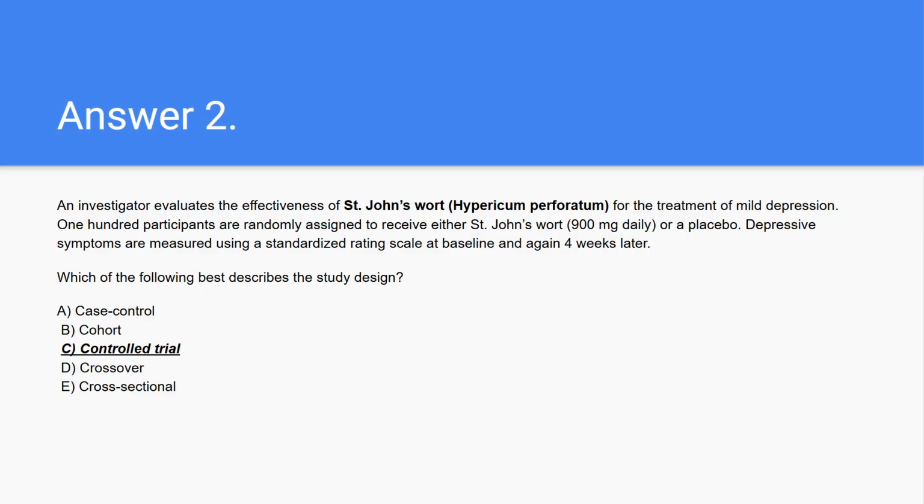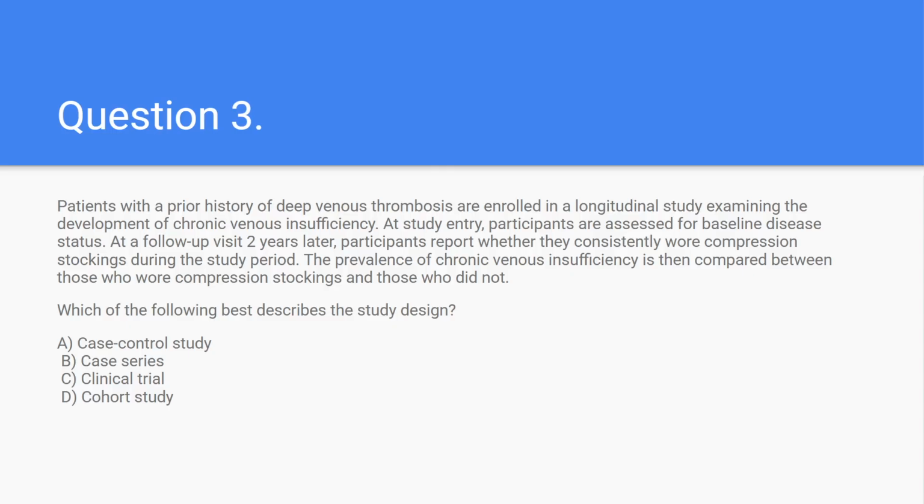But okay, and then the last question. Okay, I'll give you 5 seconds again. 5, 4, 3, 2, 1. So, which of the following best describes the study design? Patients with a prior history of DVT are enrolled in a longitudinal study examining the development of chronic venous insufficiency. At study entry, participants are assessed for baseline disease status.